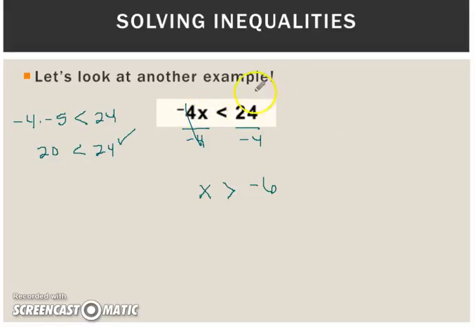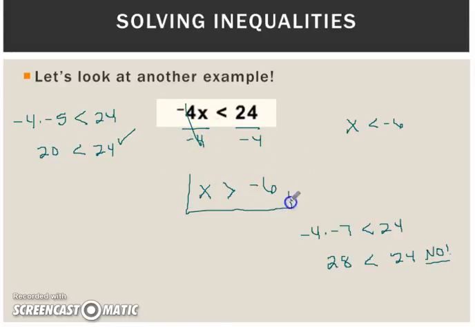If you did not flip your inequality, so let's say you had your answer as x is less than negative 6. So if I choose any number less than negative 6, so let's say I choose negative 7. If I plug it in here, negative 4 times negative 7 is less than 24. Negative 4 times negative 7 is a positive 28. 28 is not less than 24, so it's not a solution. It did not work out. So make sure when you multiply or divide by a negative number, you flip that inequality so that you have a true, correct solution.